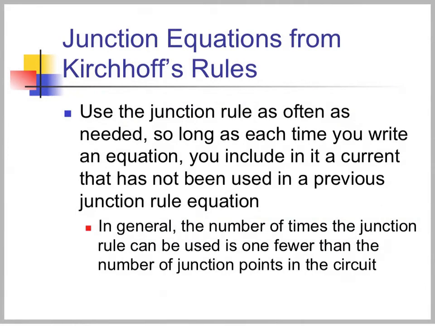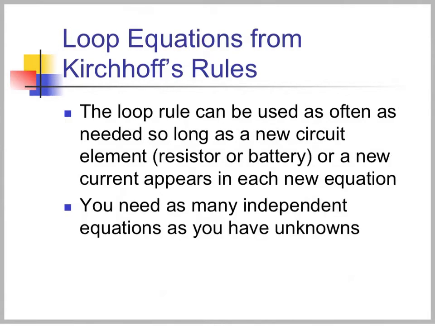So when I'm solving a circuit using Kirchhoff's rules, I use the junction rule as often as we can, so long as each time we write an equation, we have a current that's not been used in a previous junction rule equation. In general, the number of times the junction rule can be used is one fewer than the number of junction points in the circuit. The loop rule can then be used as often as you need, so long as a new circuit element, either a resistor or battery, or a new current appears in each new equation. And we're eventually going to need to have as many independent equations as we have unknowns in order to solve this algebraically.